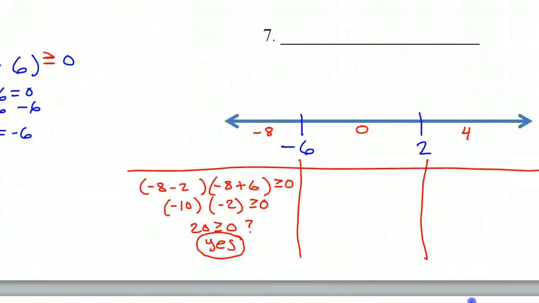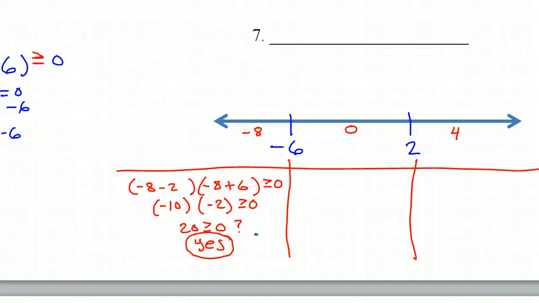Okay, alright, I'm going to come back to that. But for now, I know that with negative 8, I get a true statement. So that tells me that this zone is going to be a zone of solutions. Now, what about the middle zone?